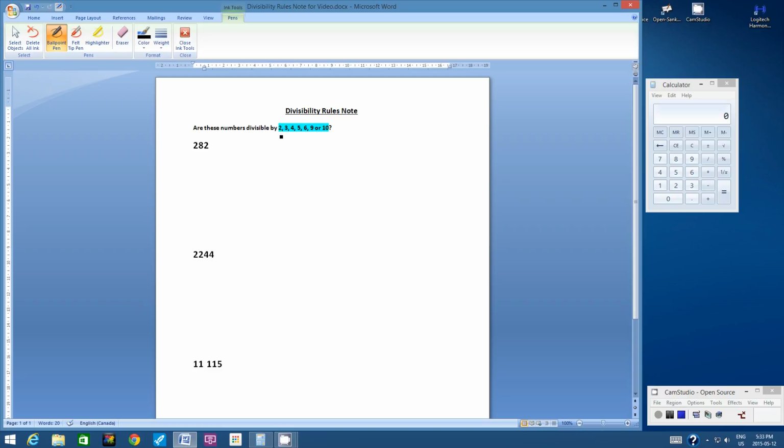In order to determine whether a number is divisible by 2, we look at the ones column. So I'm going to highlight this ones column and this ones column. And all you need to ask yourself is, is the number in the ones column divisible by 2? Or another way you can look at it, is it an even number?